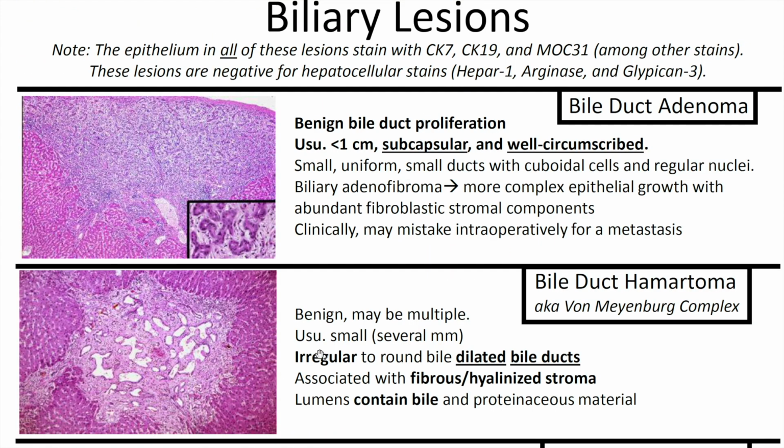Moving on, we've got biliary lesions. So for biliary lesions, the epithelium in all of these lesions stain with CK7, CK19, and MOC31, among other stains. These lesions are negative for the hepatocellular stains like Hepar1, arginase, and glypican-3. Right, so if you're trying to rule out is this a biliary process or hepatocellular in origin, if you get those hepatocellular stains and they're negative, that's pretty supportive that you could be dealing with a biliary process.